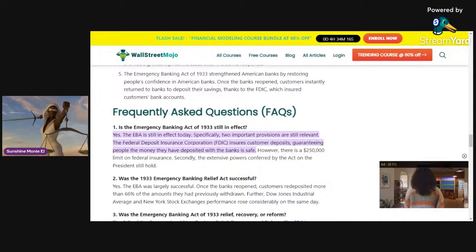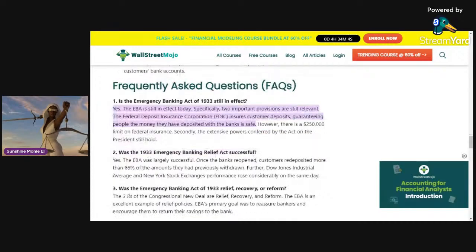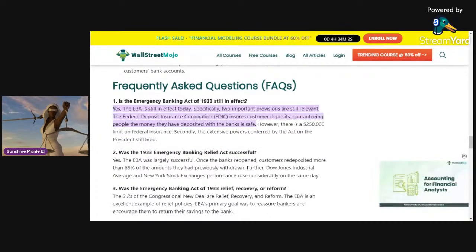Was the 1933 Emergency Bank Relief Act successful? Yes. The EBA was largely successful. Once the banks reopened, customers redeposited more than 66% of the amount they had previously withdrawn. So they deposited more than they had withdrawn when they were going to take money out.